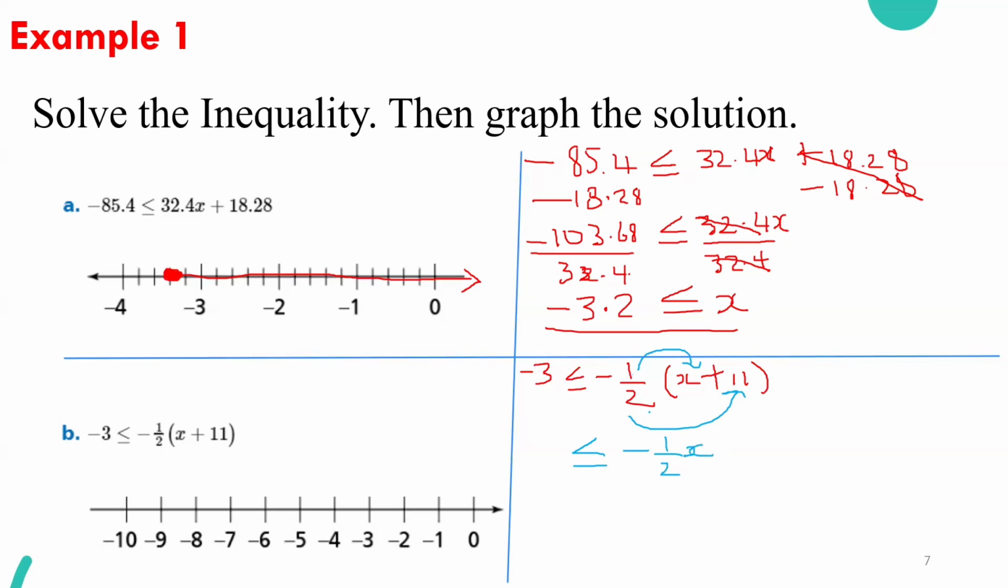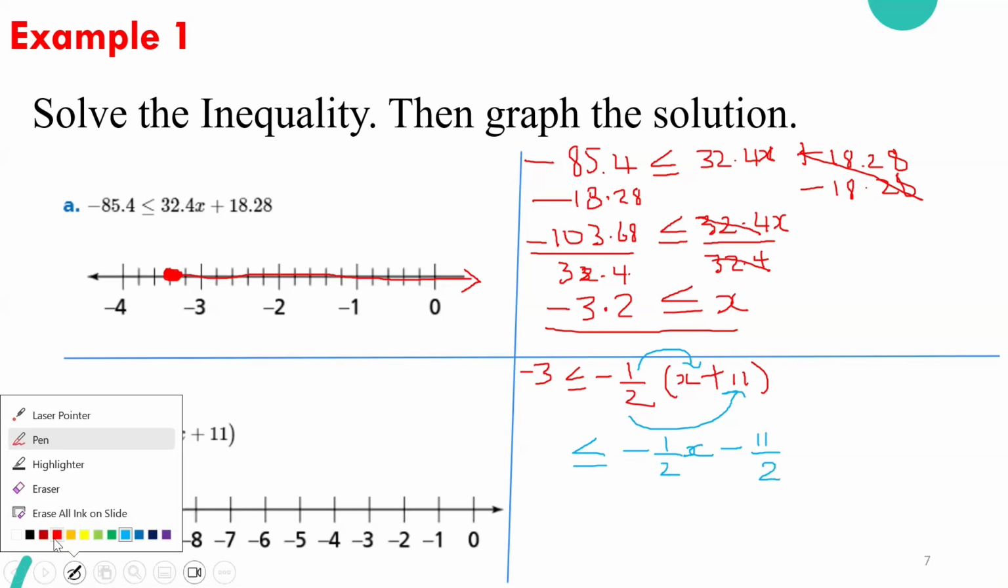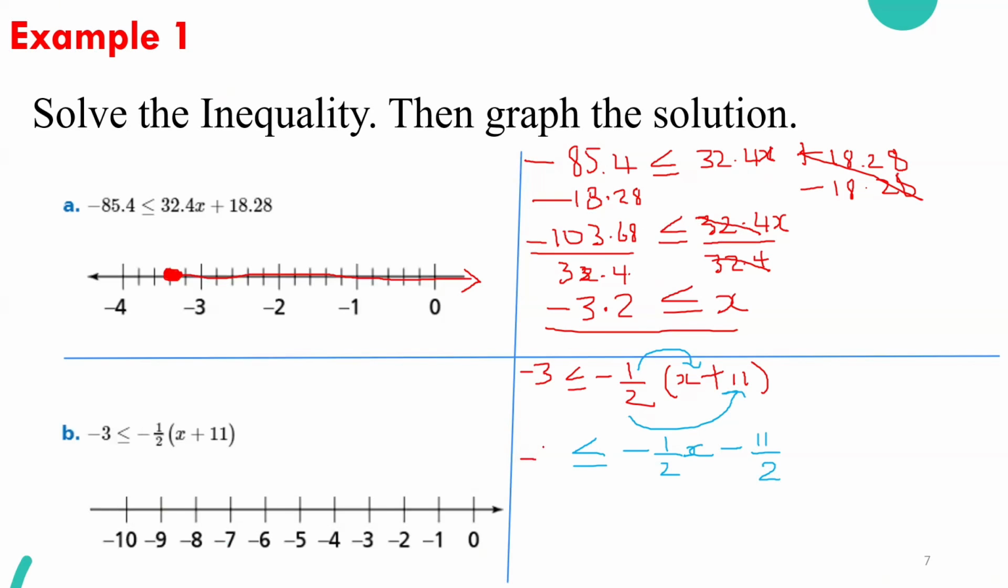Negative 1/2 times positive 11 is going to be negative 11 over 2. Now that we get rid of our parentheses, let me just write back my negative 3 to the left. Now we are going to go ahead and solve by getting rid of the constant. So here the constant is minus 11 over 2. To get rid of it, we add 11 over 2.